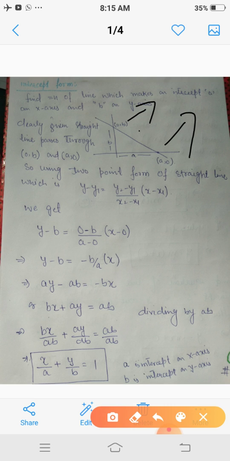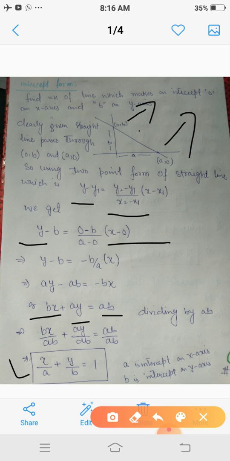So this means that we have to find the equation of the line which passes through two points, one (a, 0), second one (0, b). So using the two-point form, which is y minus y1 equals (y2 minus y1) upon (x2 minus x1) into (x minus x1), we get y minus b equals (0 minus b) upon (a minus 0) into (x minus 0), or by cross multiplication we simply get bx plus ay equals ab. So dividing by ab, because a and b both are non-zero, we can divide, which implies that x by a plus y by b equals 1.